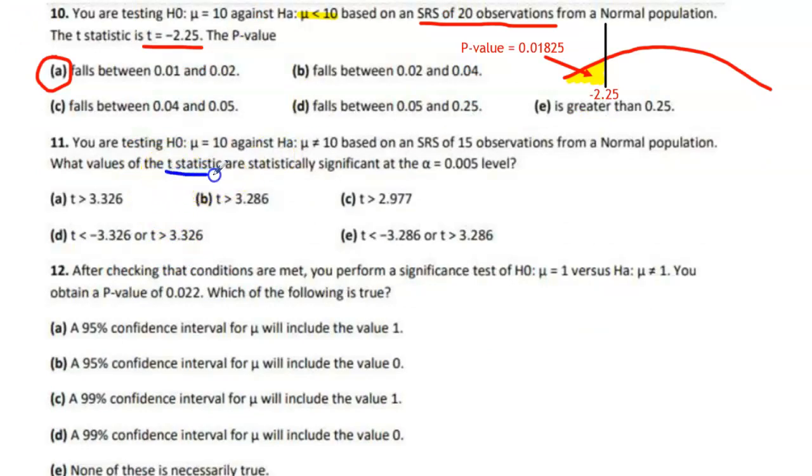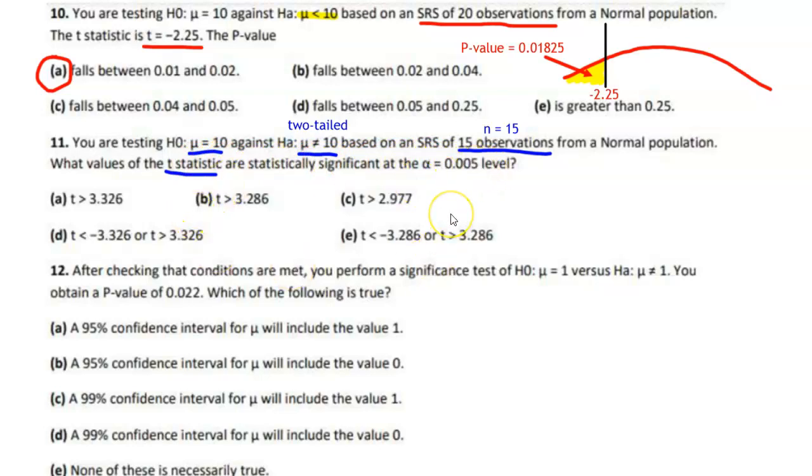This t-statistic question is talking about mu is equal to 10, and mu is not equal to 10. So this is a two-sided or two-tailed test. And they also give us the simple random sample of 15 observations, so that tells us that the sample size is 15. Now here's a little tip. It says which values of the t-statistic are statistically significant at alpha equals 0.005 level.